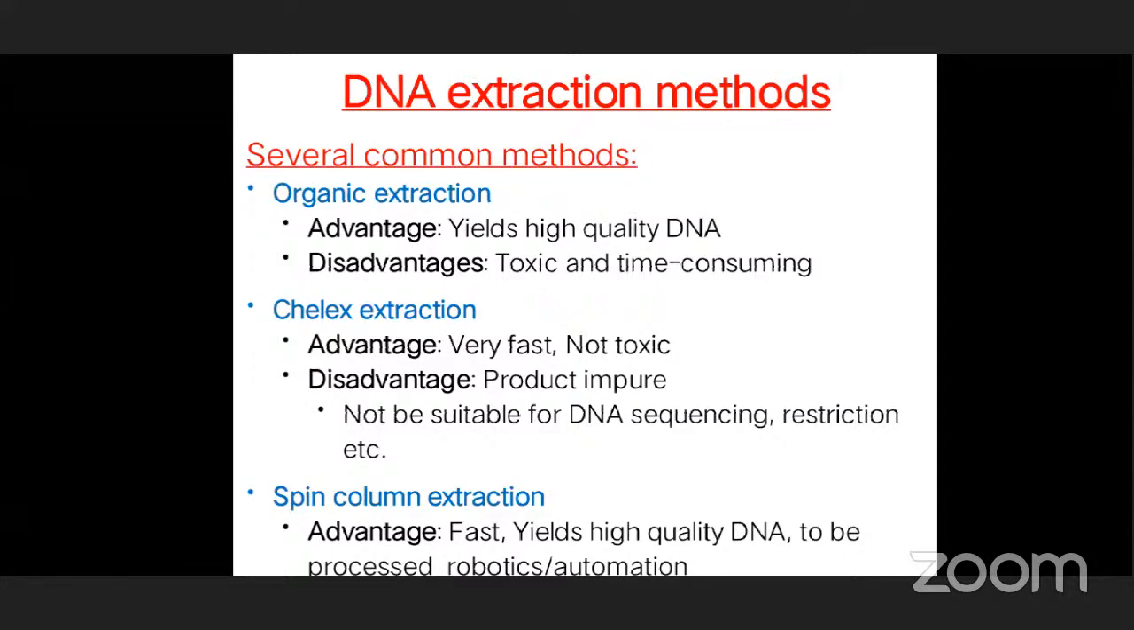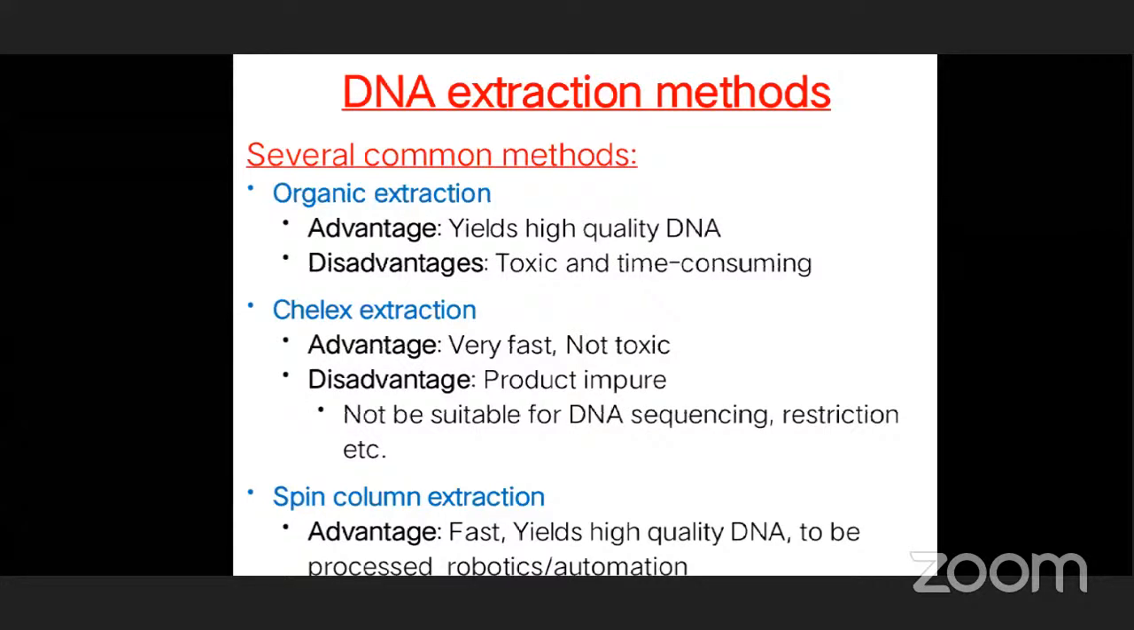In the organic extraction method, we get high quality DNA. What is the use of high quality DNA? It is used for genetic engineering purposes. This is one advantage of the organic isolation method. Then there is one disadvantage. This method is toxic and time consuming because guanidine thiocyanate is used. That's why this method is toxic. Also, this method requires a long time. It is a time consuming method. This is the disadvantage of the organic extraction method.